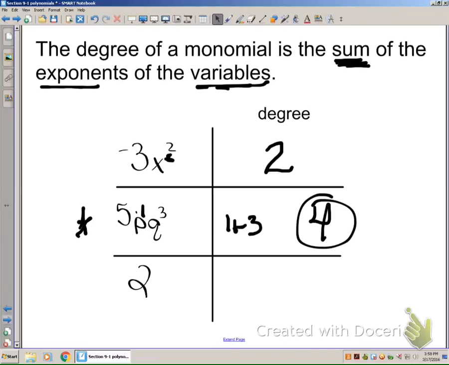Okay, on this one, a lot of people want to say it has a degree of 1 because they know there's an understood exponent of 1 there. But it says the sum of the exponents of the variables. There is no variable here, so my degree would be 0.